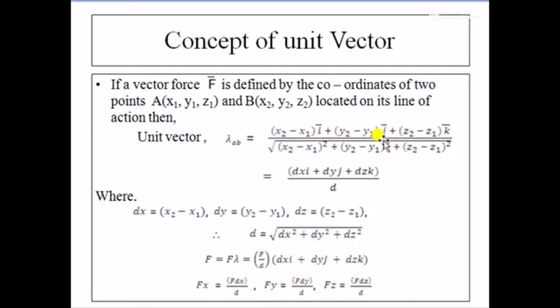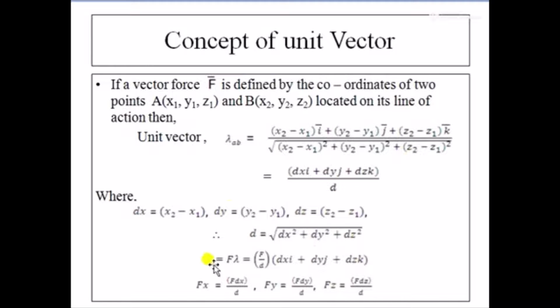Y2 minus y1 multiplied by j bar, which is again the unit vector component for the y-axis, and z2 minus z1 into k bar, the unit vector component for the z-axis. This is divided by the square root of (x2 minus x1) squared plus (y2 minus y1) squared plus (z2 minus z1) squared. Now we'll substitute x2 minus x1 as the difference dx, and dy and dz, and this whole can be expressed with the total distance d for that unit vector lambda AB.